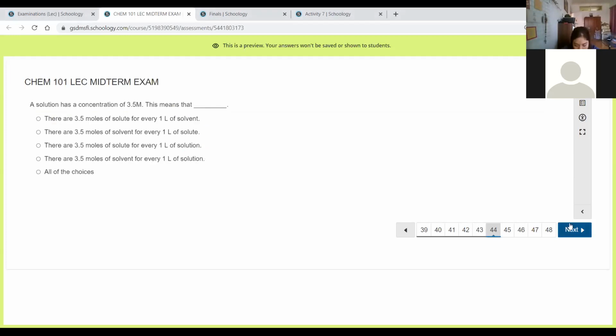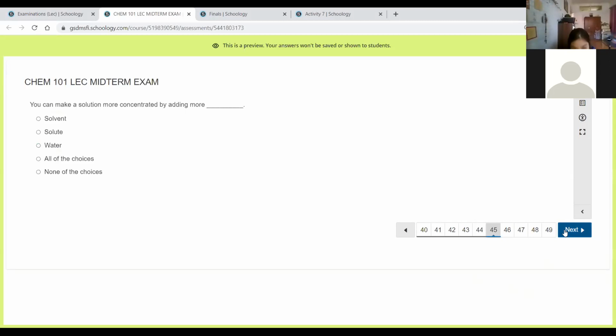And then, a solution has a concentration of 3.5 molar. This means, when we say molar, that's moles per liter. So that will be 3.5 moles in one liter of solution. Take note, solution, not solvent. So what's the correct answer here? This one is solvent, this one is solute. 3.5 moles of solute. Okay, this one, the letter C. There are 3.5 moles of solute for every 1 liter of solution. That is for the 3.5 molar.